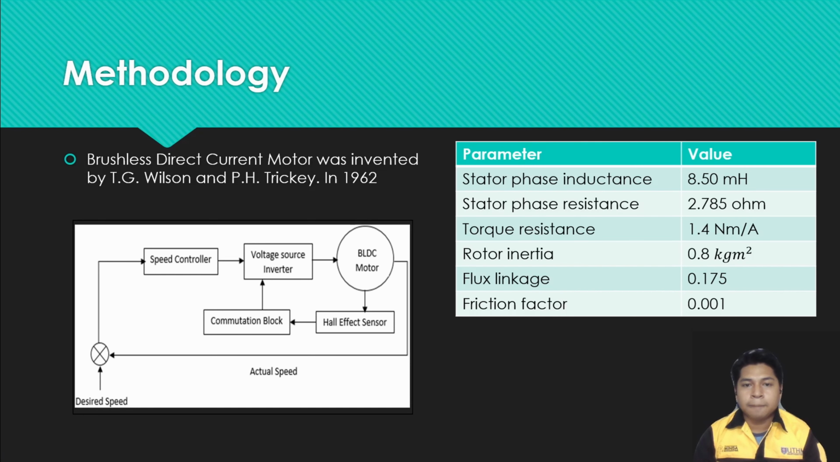It consists of the BLDC motor, voltage source inverter, speed controller, Hall effect sensor, and commutation block. A voltage source inverter powers the BLDC motor. Then the signal for firing the power semiconductor devices in the voltage source inverter is produced from the commutation block. The Hall effect sensor monitors the rotor position and operates as a position sensor. Based on the Hall effect signal, the commutation logic block will create the EMF. From the EMF, the commutation block will produce the gate signal.